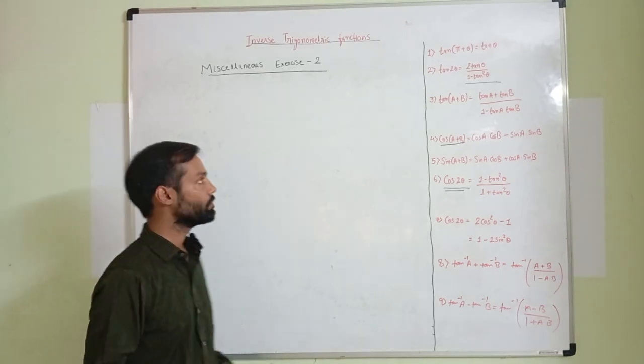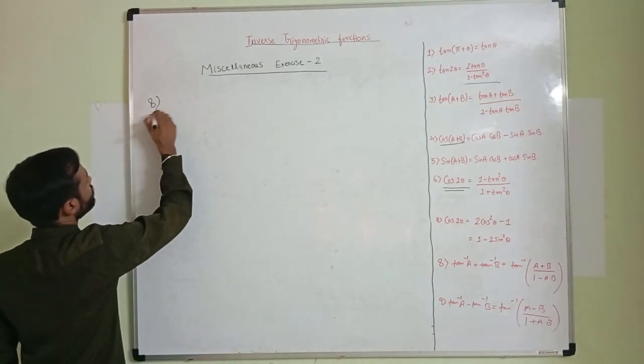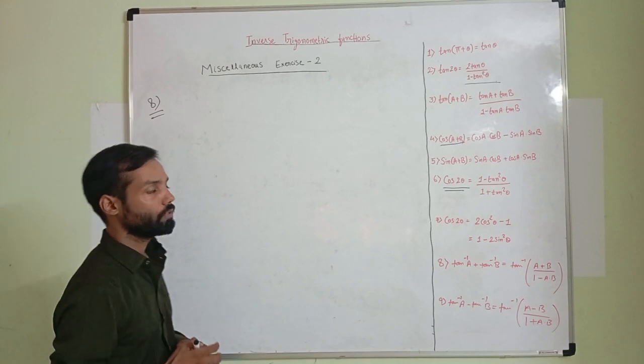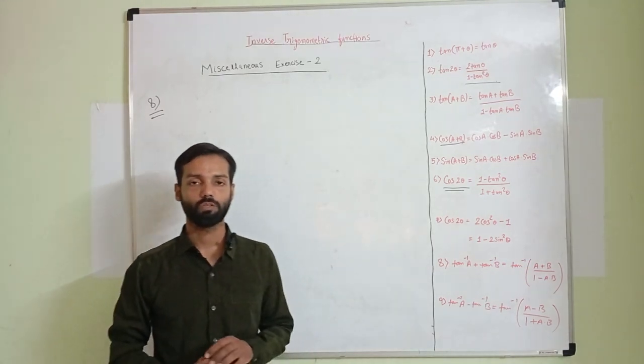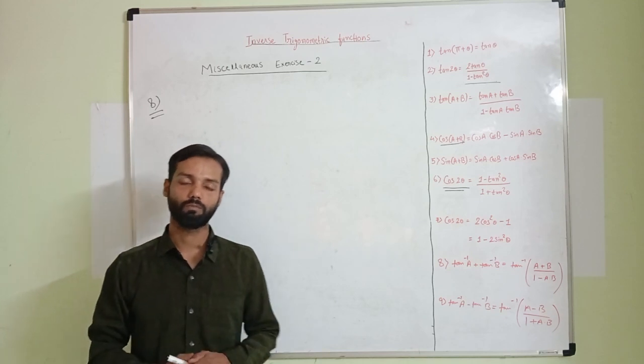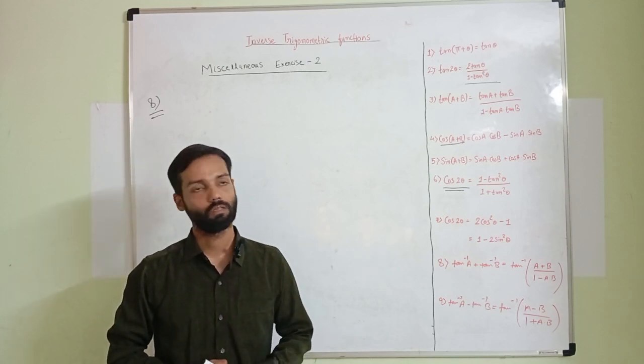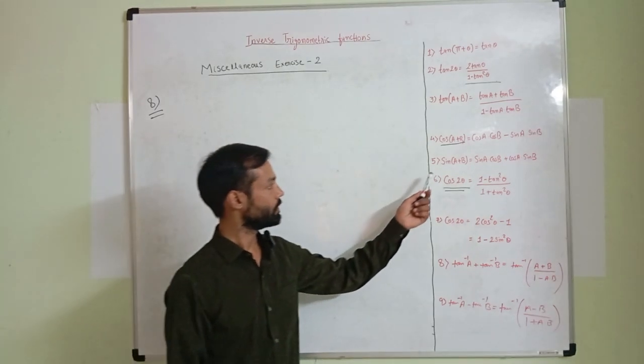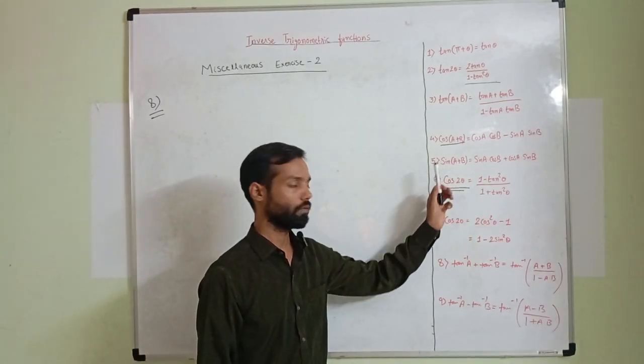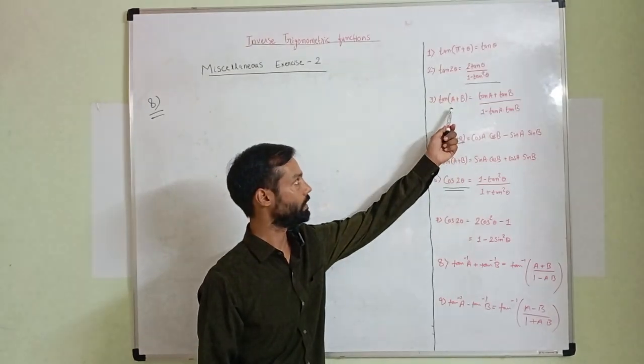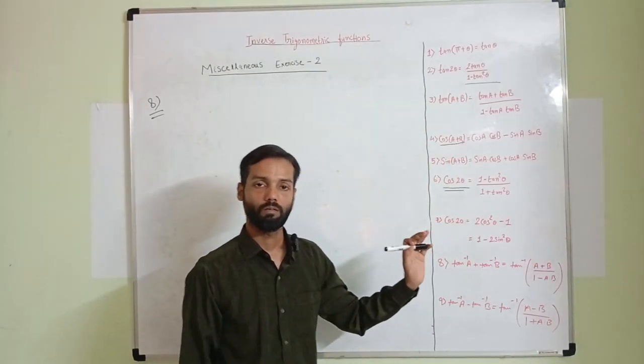We will see example number 8. Here we are not going to discuss example number 6 and 7 because both have the same logic as discussed with the previous numericals. In example number 6, we are using this sin(a plus b) logic, and in 7, we are applying this tan(a plus b) logic.